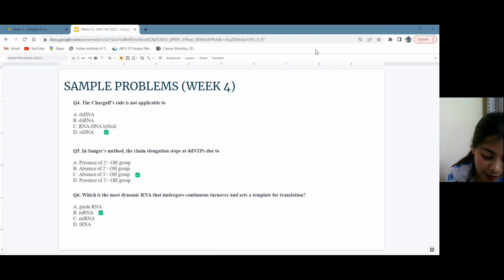So the guide RNA is, as you can understand, it acts as a guide, right? It acts as a guide for something else, for some process to take place. Majorly, it is for silencing or knockout or removal of some region. Therefore, they do not act as templates for translation. And while they do undergo turnover, it's not as rapid as that of the next option, which is mRNA. So mRNA obviously acts as the template, and it obviously also undergoes quite rapid turnover.